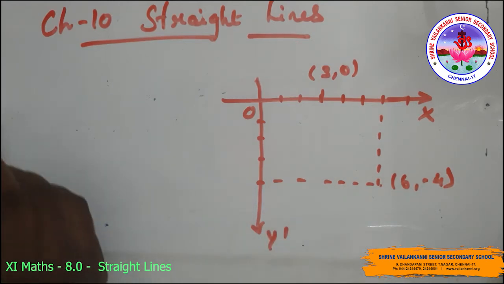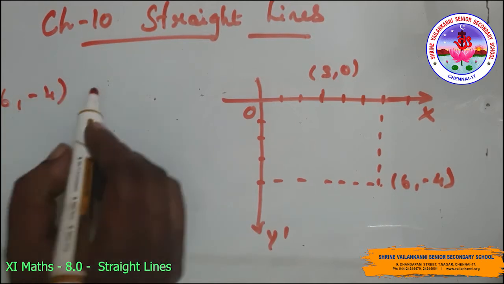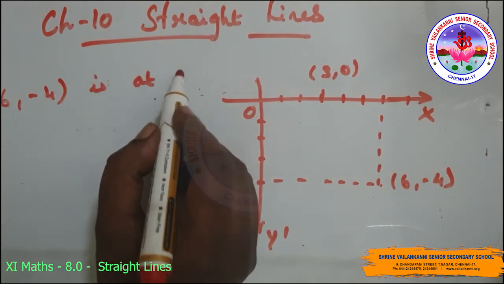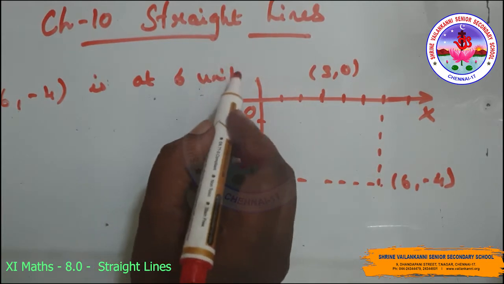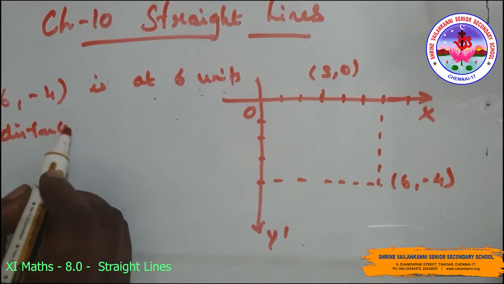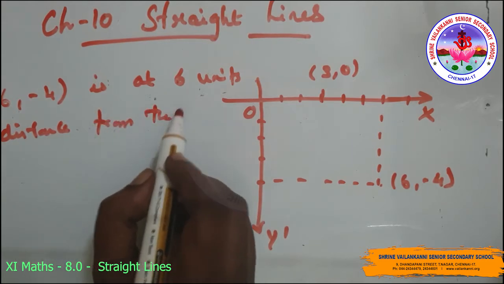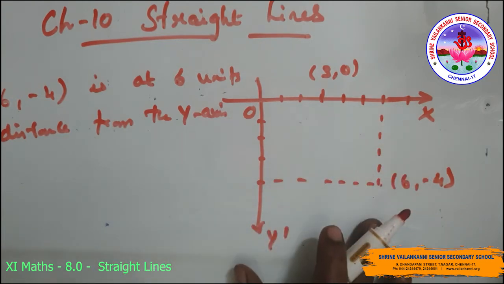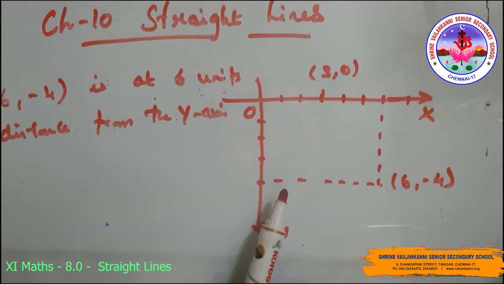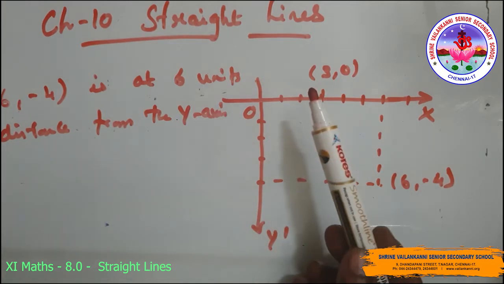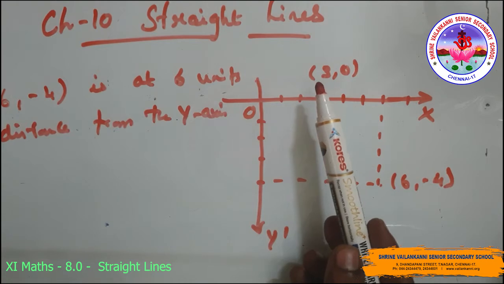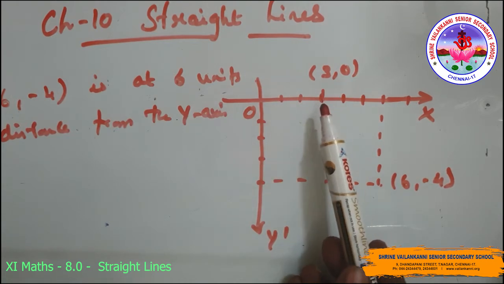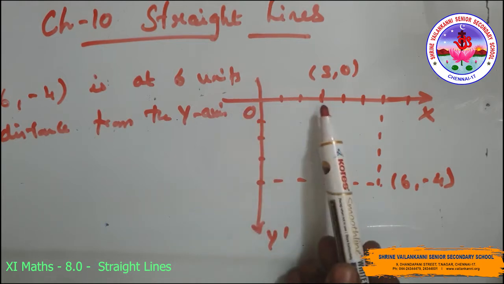We may note that the point (6, -4) is at 6 units distance from the y-axis, which is along the positive x-axis, and at 4 units distance from the x-axis measured along the negative y-axis. Similarly, the point (3, 0) is at 3 units distance from the y-axis measured along the positive x-axis and has 0 distance from the x-axis.